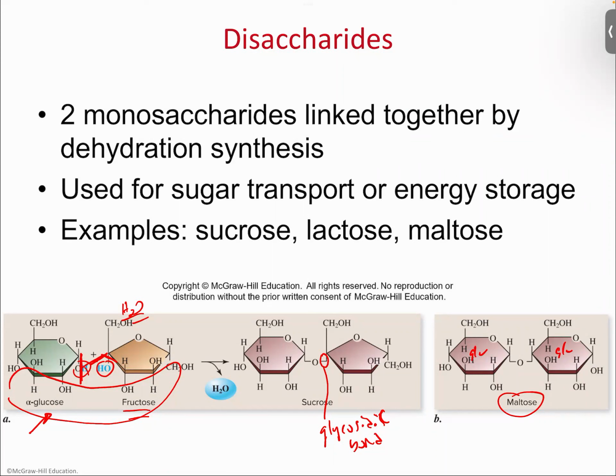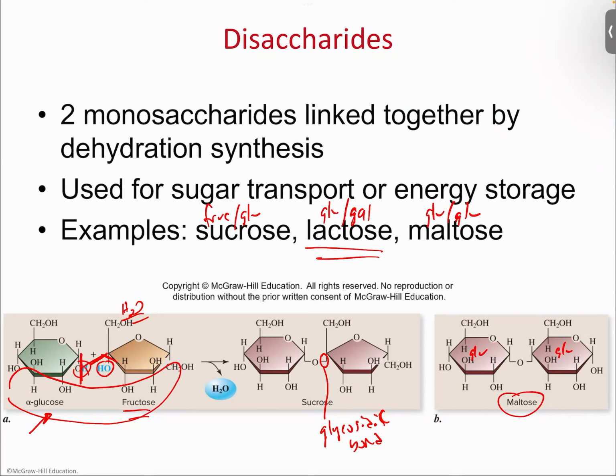So there's a couple of others, right? We talked about sucrose, we talked about maltose. What about lactose? This one is a fructose glucose combo, right? This one's a glucose glucose combo. What about this one? This one is a glucose galactose combo. So those two together, that's where your galactose comes from.